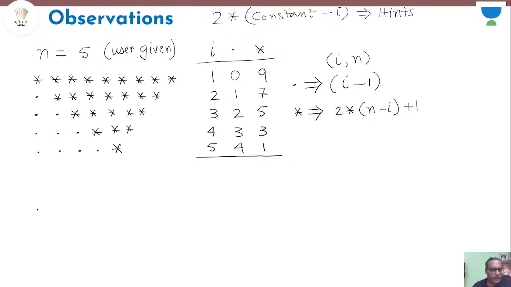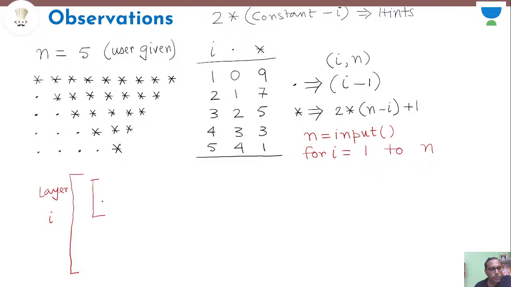If I write the pseudo code, then n is equal to input. User will give this value. Then for I is equal to 1 to n, there is a number of layers loop. We have 3 loops. The first loop executes for the number of layers. Then one loop to print dot and another to print star. At first we print dot, then we print star. This is the actual skeleton of my code. In this way the code will be executing.